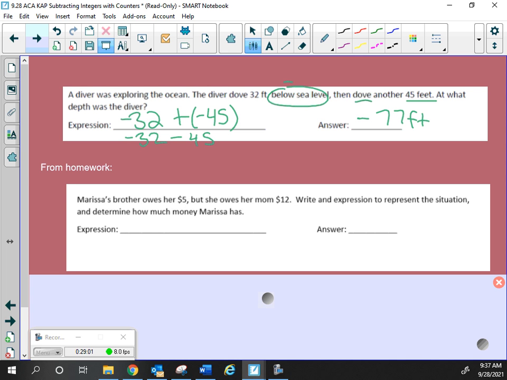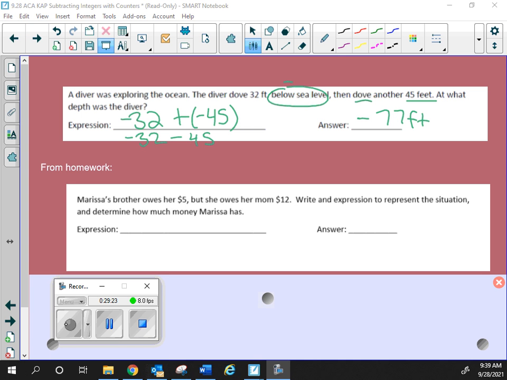All right, I want y'all to go ahead and try this one. It's from the homework. It might be on the back side, about Marissa's brother. Just see if you got it on your own, and then I'll let you be free. Again, just try this Marissa one. Let me pause the video.